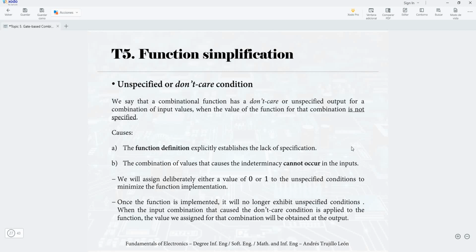And I'm going to give you an example. We can have two causes of this. The function definition tells you that we don't have an output for that input combination. I mean, if you don't have an output, it means that the output can be whatever, the one that is more interesting for you as an engineer. Or maybe we have combinations of the input that are not going to happen ever.